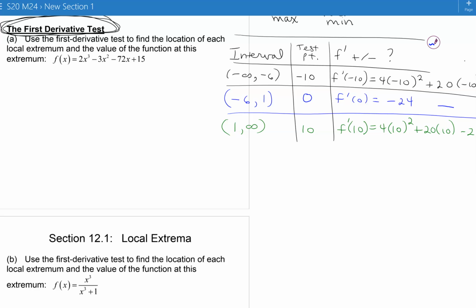Okay, so let's find the first derivative of this function, and we're going to have 6x squared minus 6x minus 72. And we're going to set that equal to 0. And I'm going to start here and make an additional movie so that it won't be so long.